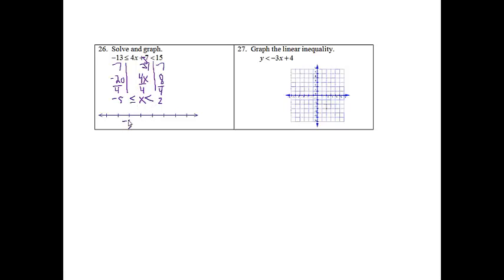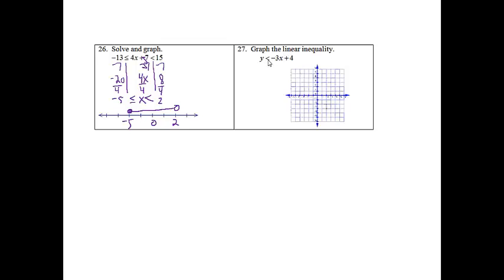Now I need to put -5 on my number line, 2 on my number line. I need to put a number in between, which I'll put 0. There's an equal sign at -5, which means I get to close it in. There's not an equal sign at 2, so I'm not going to close it in. And then it's a connected graph because x is in the middle, so I'll shade in the middle.